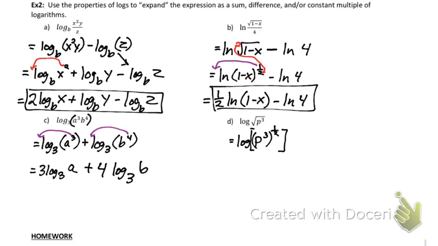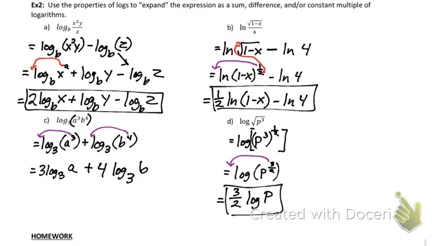Well, when you have a power to a power, you multiply. So this is 3 times 1/2. So what we really have is just log of p to the 3/2. Well, that means the only thing I need to do is pull that 3/2 out front. So that's going to equal 3/2 times log p. And that is finished.